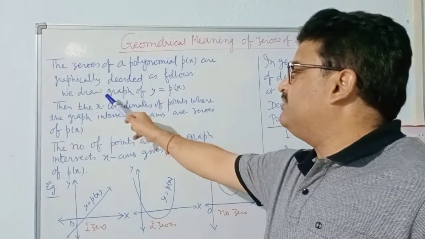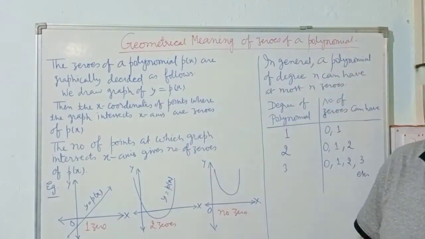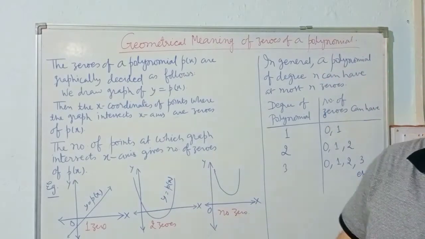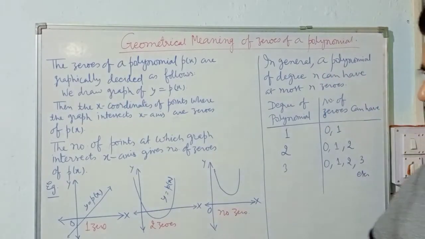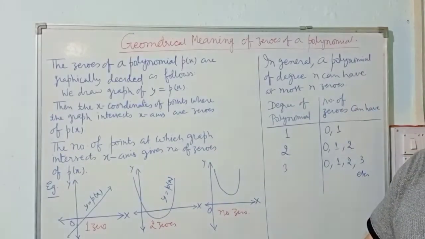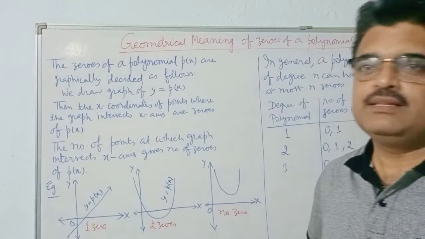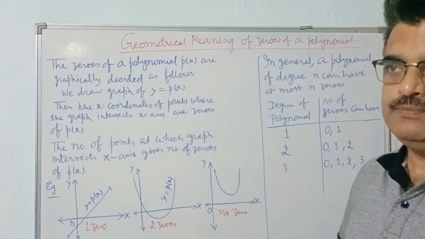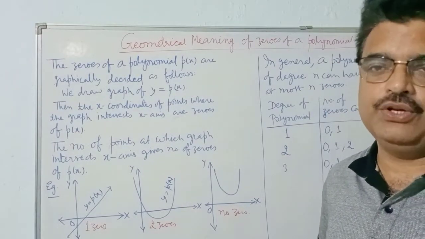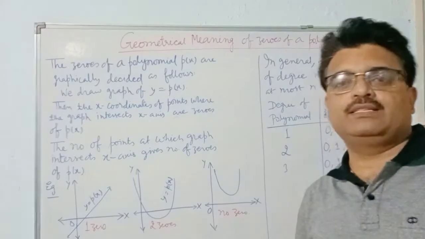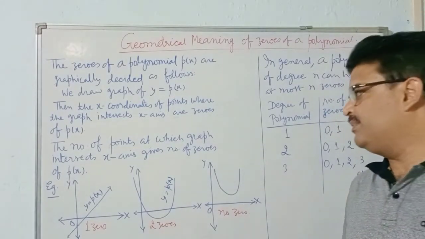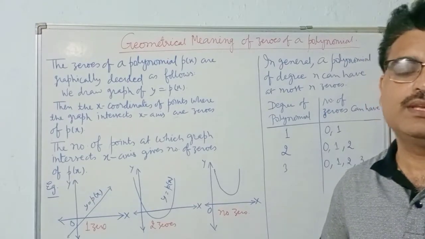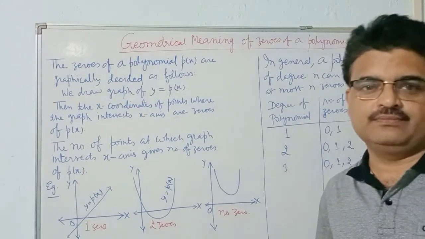How do we define? First we draw the graph of y equal to p(x). Then the x coordinates of points where the graph intersects the x-axis are zeros of the polynomial p(x). That means the points where the graph intersects the x-axis, the abscissa or x coordinate of that point are zeros of that polynomial. The number of points at which the graph intersects the x-axis gives the number of zeros of the polynomial.